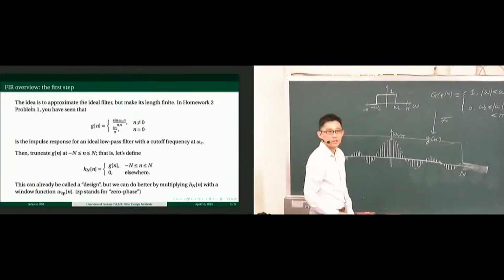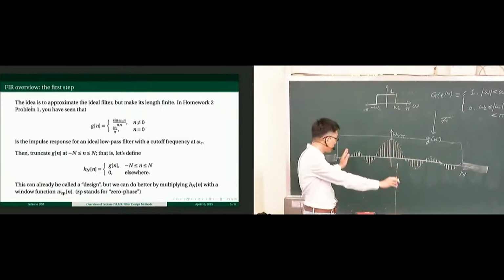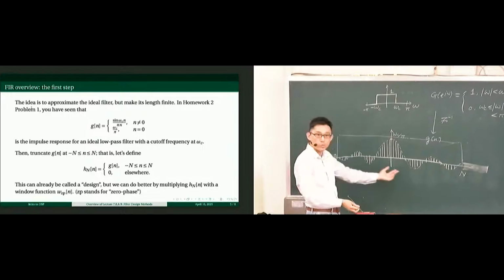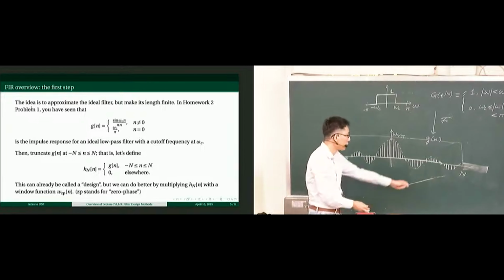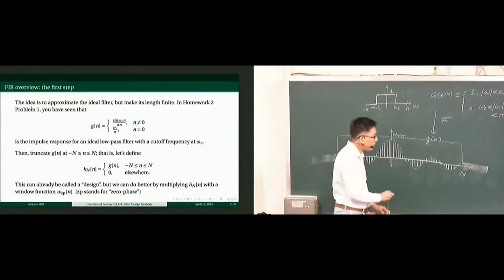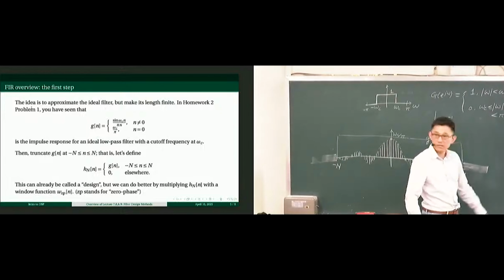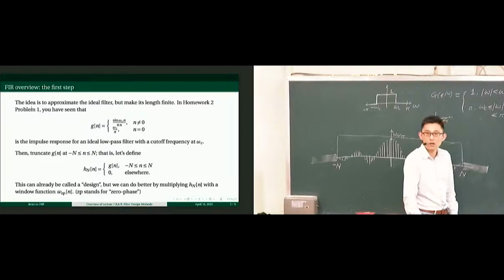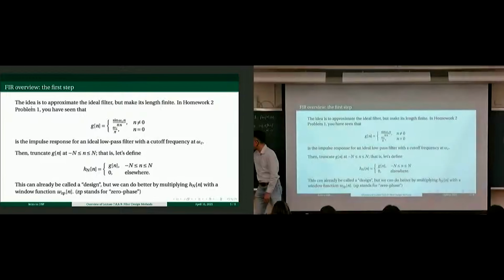That's one idea. If it's not possible to store everything, let's do the best we can, see how much memory we have, and store just the middle part, from time minus n to plus n. N can be big, but it will be finite. Everybody with me so far? And I claim this can already be called a design. Don't think of design as a hard thing. Design sometimes is just from intuition. If you cannot store everything, how about storing as much as you can?